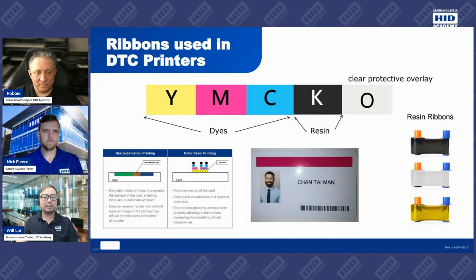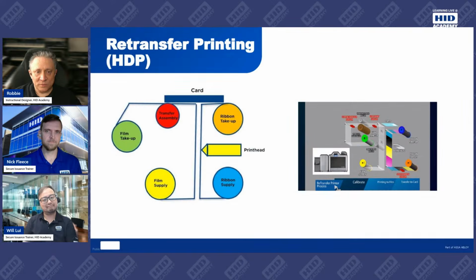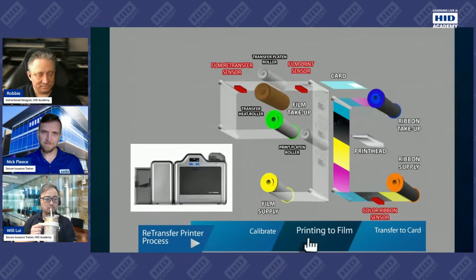Over to you. Okay. Yeah, Nick, do you want to talk us through retransfer printing? Yeah, absolutely. So with the retransfer printers or with the HDP printers, the technology is going to be quite a bit different than the direct-to-card printers. As Will previously stated, in the DTC printers, the printhead comes directly in contact with the ribbon and the card itself.